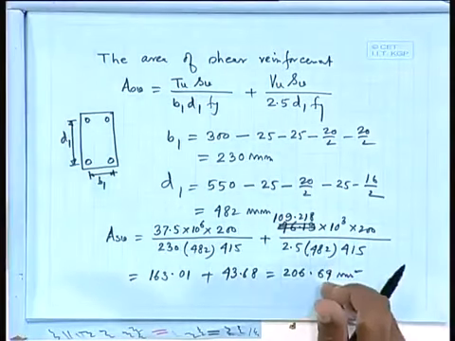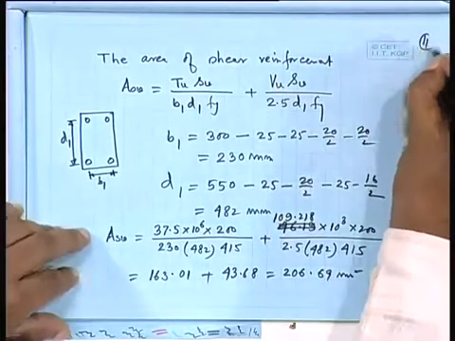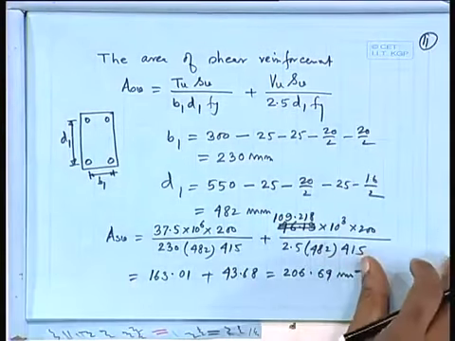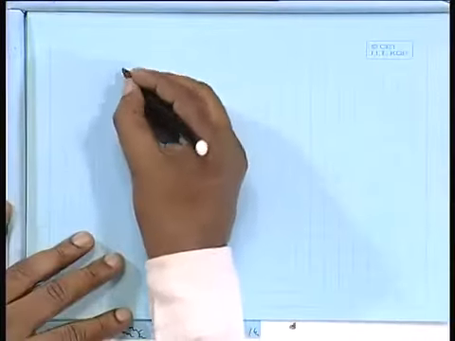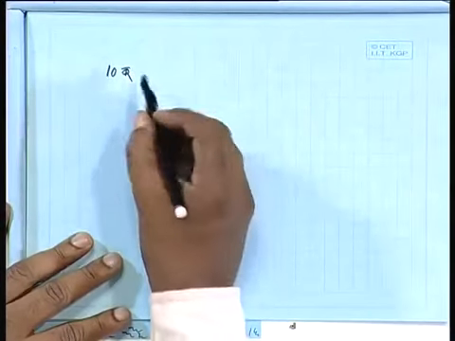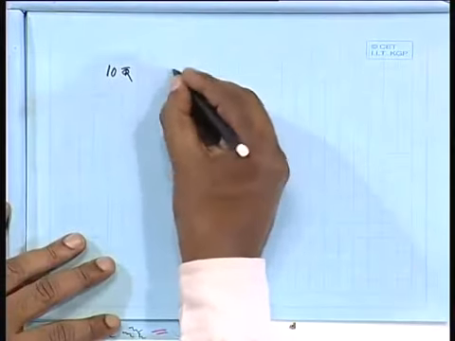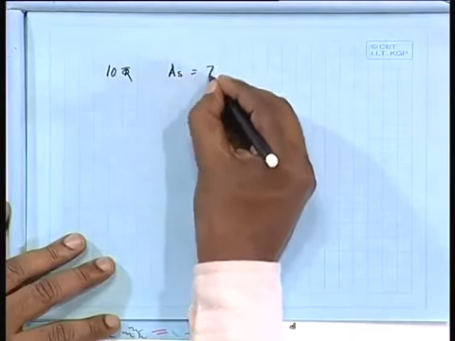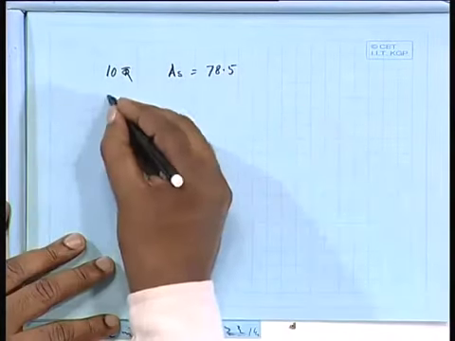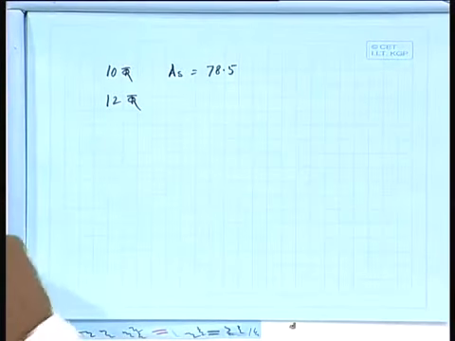And so 206.69. What we can do, let us find out, say 10 torr. So 10 torr we are getting here 78.5. 12 torr, 113.